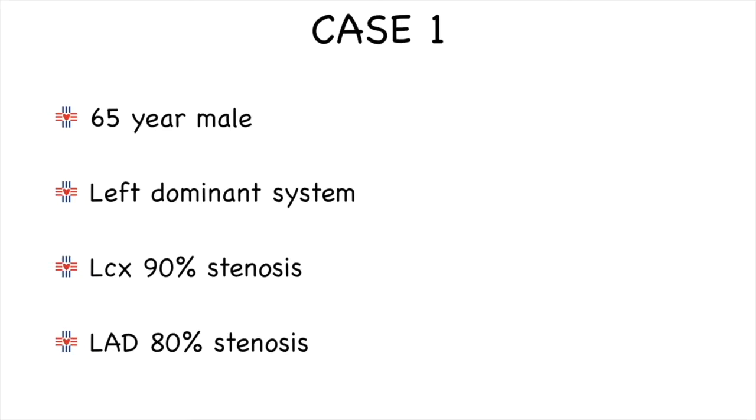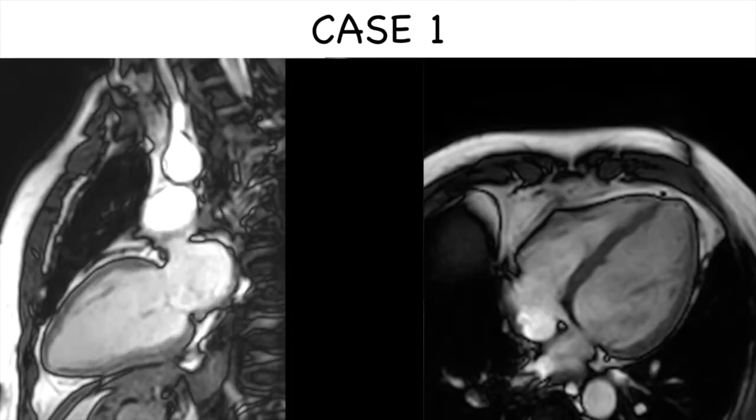Let's look at case number 1. This is a 65-year-old male who had a left dominant system. Left circumflex artery had 90% stenosis and LAD had 80% stenosis. The patient underwent an MRI because there was some LV dysfunction, and the clinical question asked at the time of MRI was viability in both LCX and LAD territory.